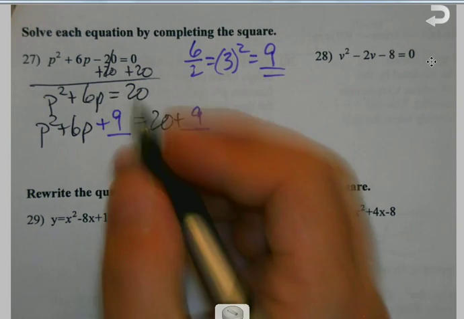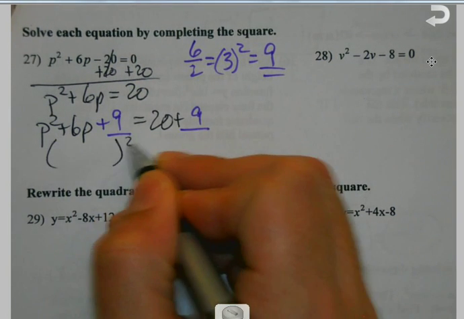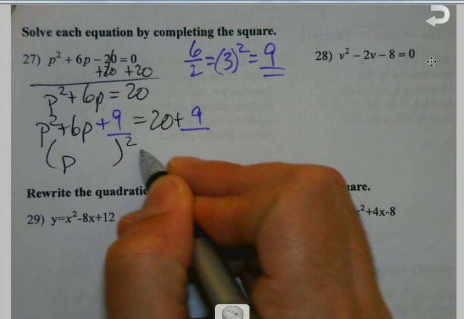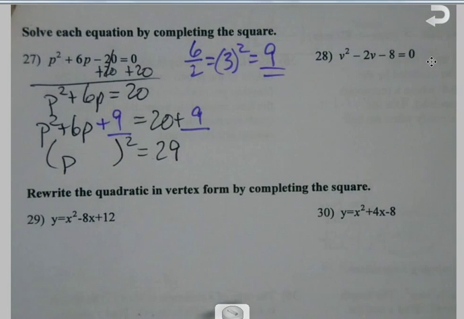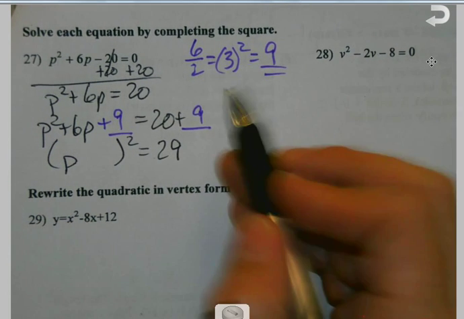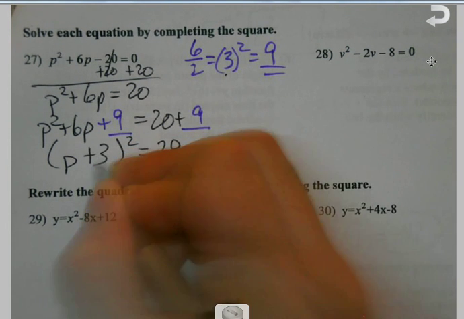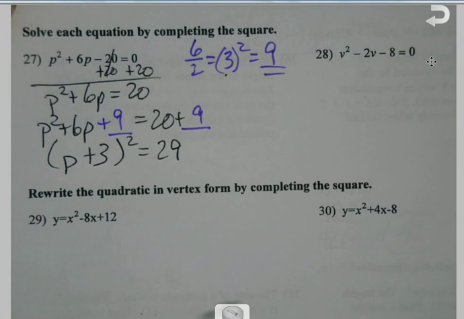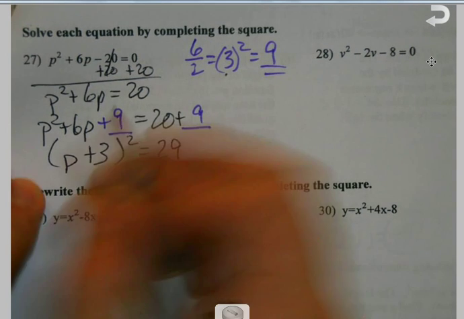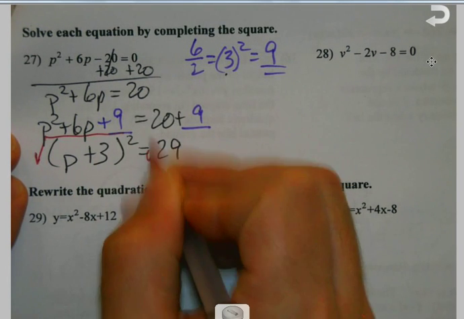Once I have that balance, the only thing left that can screw this up: what value goes with p in the parentheses? Positive 3. It's the b divided by 2 value. And now it looks just like the problem we got done with, the last one. So I'm going to do it the same way. I'm going to do my square root.